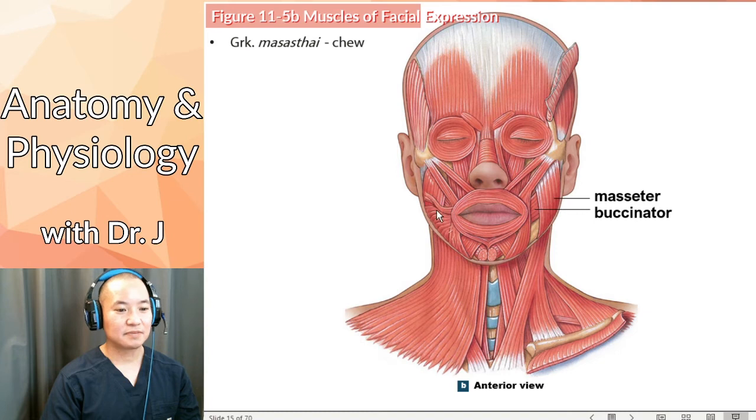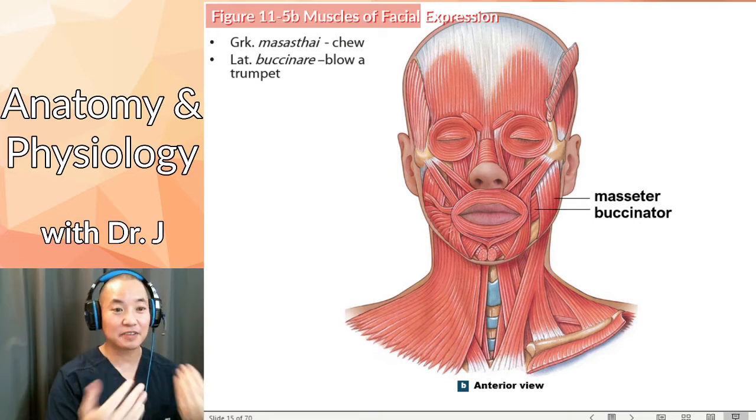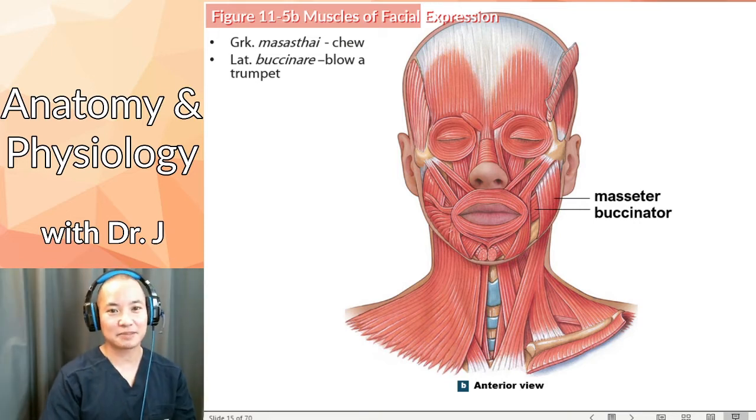And then you have the buccinator. I've heard it pronounced multiple ways, and I don't really care as long as you know what it's named. It comes from a Latin term, buccinare, which means to blow a trumpet. So I guess when you blow a trumpet, you kind of hollow your cheeks out. I've never played any of the brass instruments. I played the cello in high school, but that's where the term comes from. It's the trumpeting muscle.